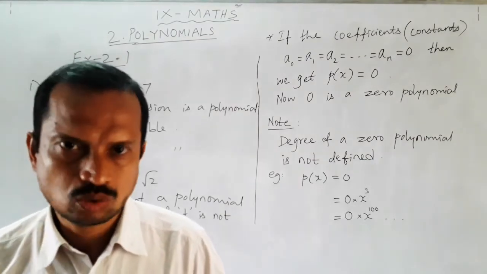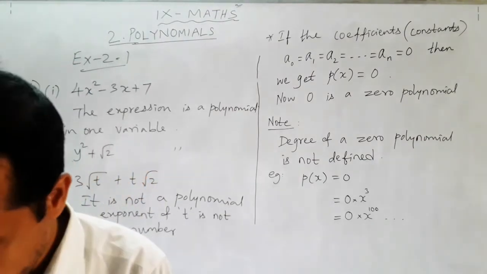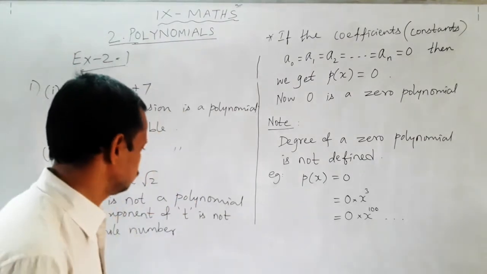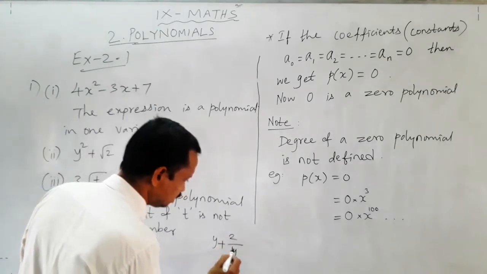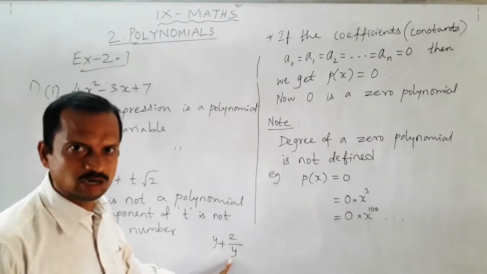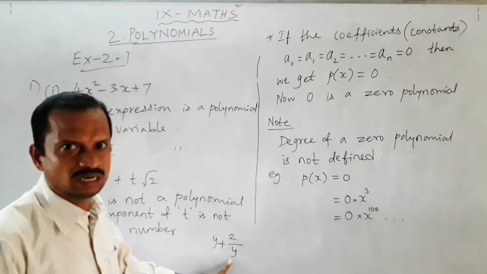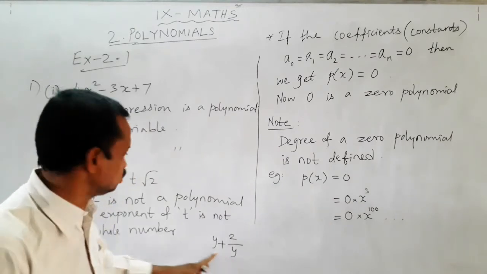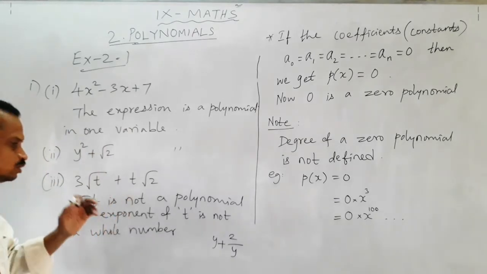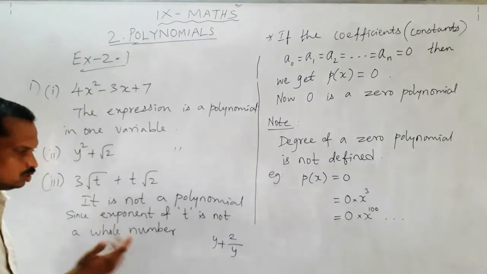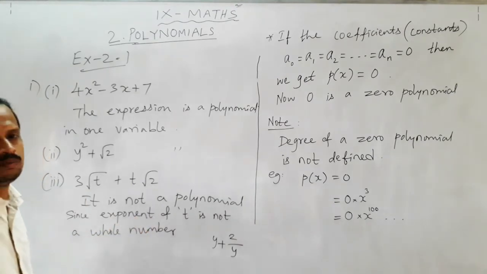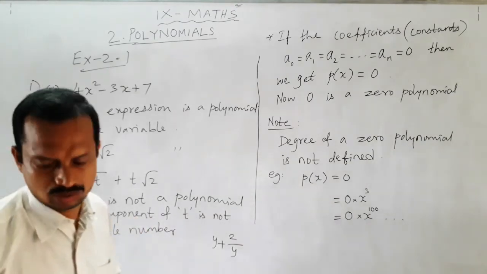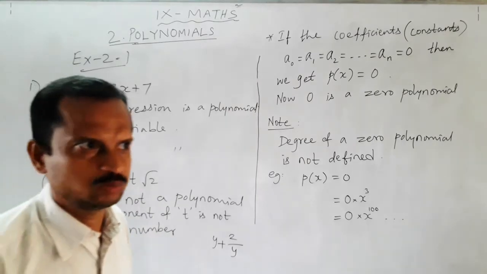Just orally I will tell you, take as homework. Option 4, y plus 2 by y. Here 2 by y means y is in the denominator, therefore y power minus 1 will come. So here also the same answer you have to take. It is not a polynomial since the exponent of the variable is not a whole number. The same answer you have to write for this. Here the variable is y, but the exponent is not a whole number.